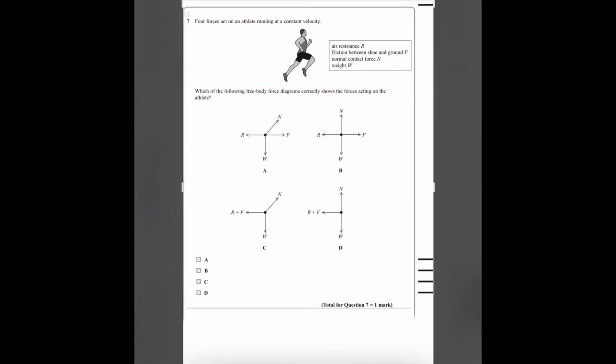Number 7. Four forces act on an athlete running at a constant velocity. The air resistance is R. So the athlete is running in this direction with an air resistance R. The air resistance would be here, and this is the velocity. There is friction between shoes and ground, F. The normal contact force is N and weight is W.